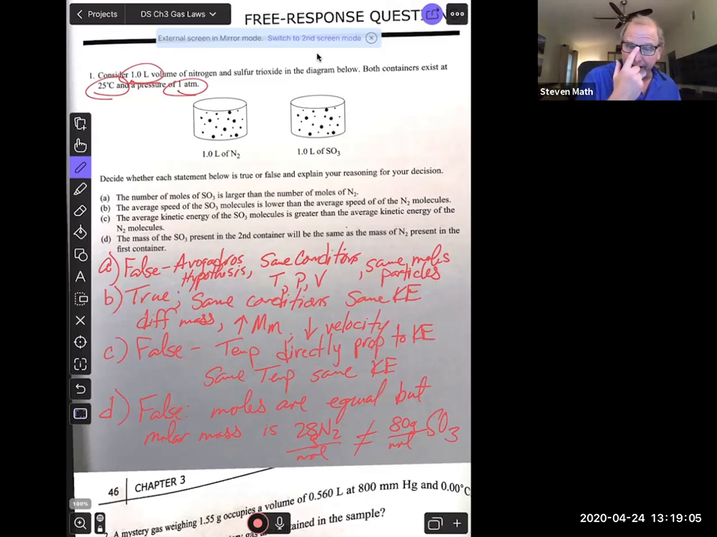So that's problem one down. Comparison of two containers. This is a very common problem on the AP historically. Sometimes it's two containers side by side. Sometimes it's 2 or 3 or 4 balloons that are side by side, and they say, what's the same, what's different? Kinetic energy is the same, velocity is different, mass is different, molecules or moles are the same.